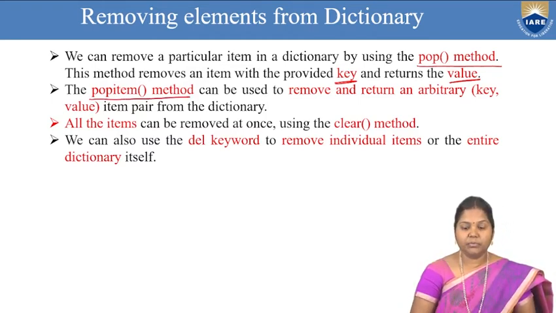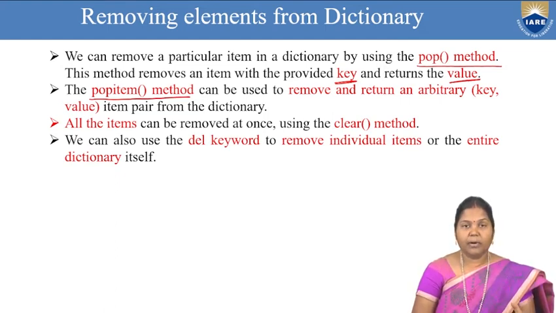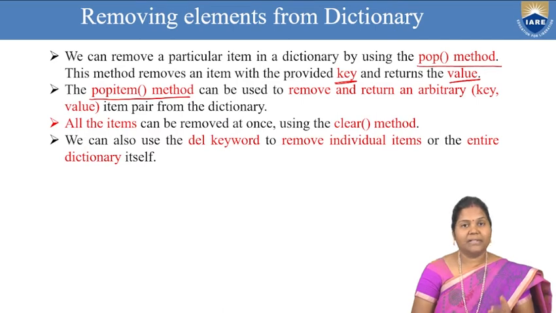This method can be used to remove and return an arbitrary key value pair from the dictionary. The popitem method will arbitrarily return you a particular key value pair from the existing dictionary. So this is the difference. If you provide a key to the pop method, it will return you the corresponding value. But the popitem method will arbitrarily return you a key value pair from the dictionary.